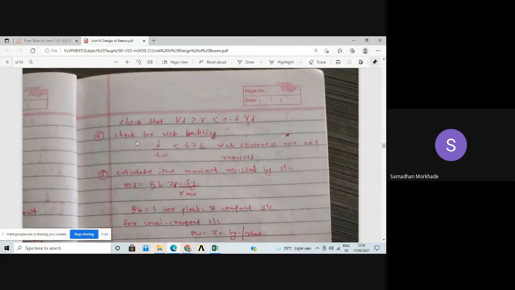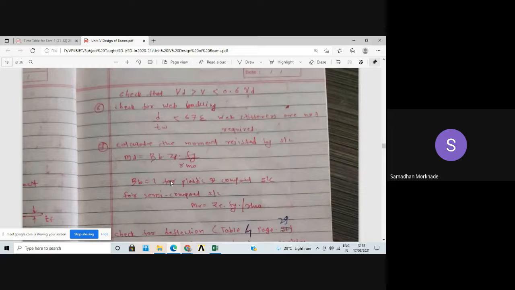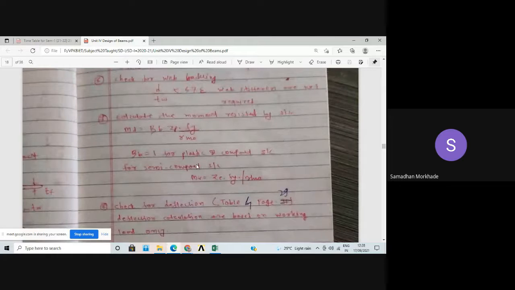So step number 6 says that if d by tw ratio is less than 67 epsilon, web stiffeners are not required, means the web is not going to buckle. Okay, next calculate the moment capacity, design bending strength. MD is equal to beta b Zp fy by gamma m naught. Beta b is equal to 1 for plastic and compact sections. For semi compact section it is Zd fy by gamma m naught. Means for semi compact section beta b is the ratio of Ze by Zp. Sorry, it is the ratio of Zd by Zp. Zp gets cancelled, therefore it is Zd.